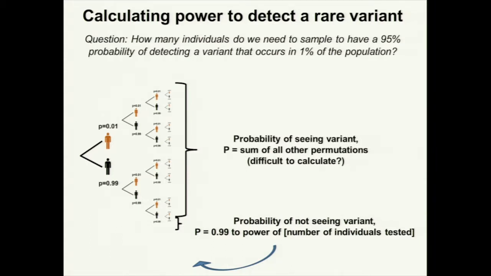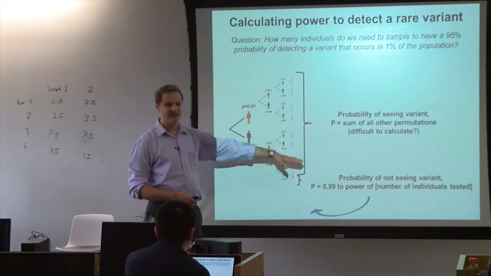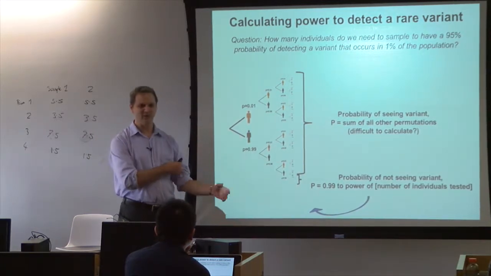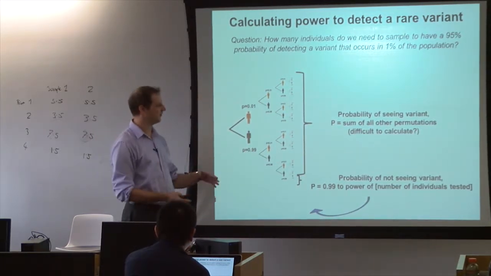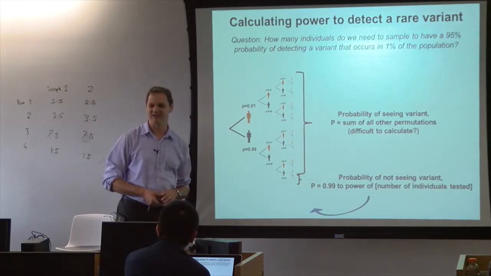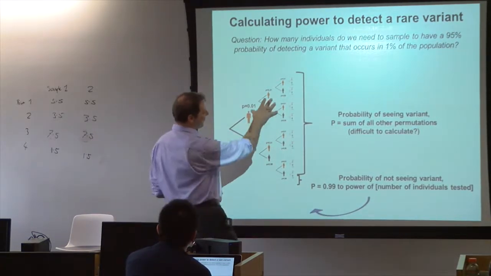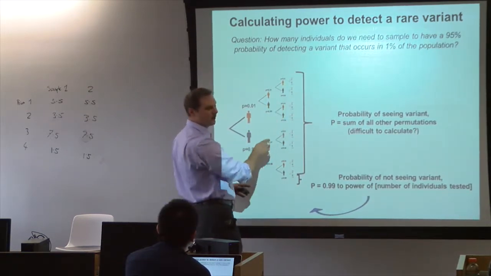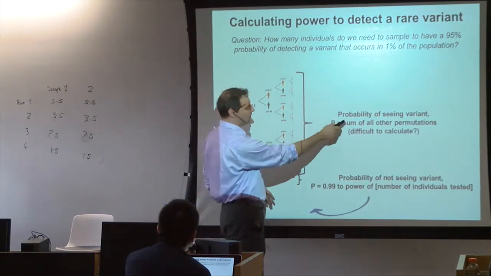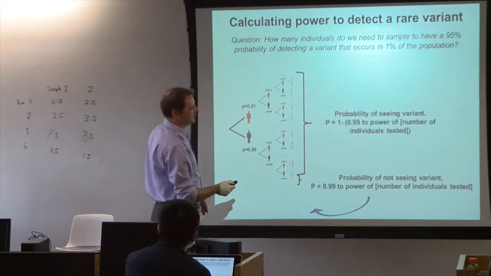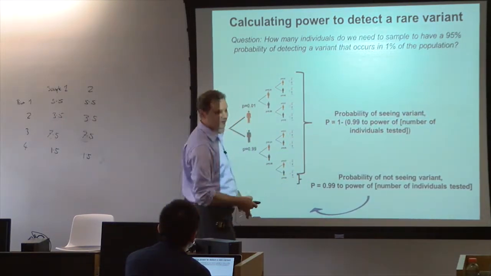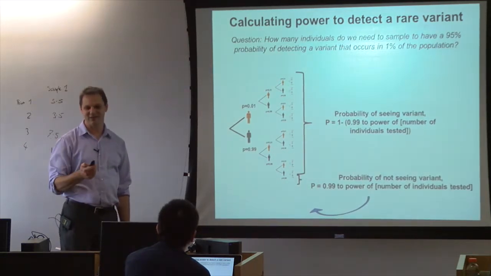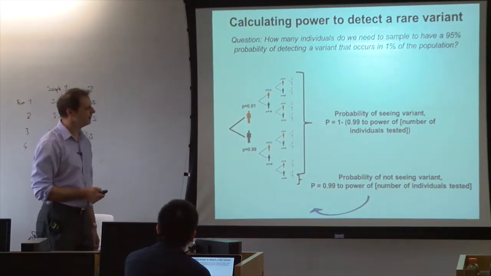And the nice thing about probability is that the probability of what we will see when we look at people always adds up to 1. There's a 100% chance that people will or will not carry this variant. Therefore, the probability of all these other possibilities, where we find at least one person that carries it, is simply 1 minus 0.99 to the power of the number of people we looked at. So now that's actually pretty easy to calculate. You could do it in 30 seconds in Excel.